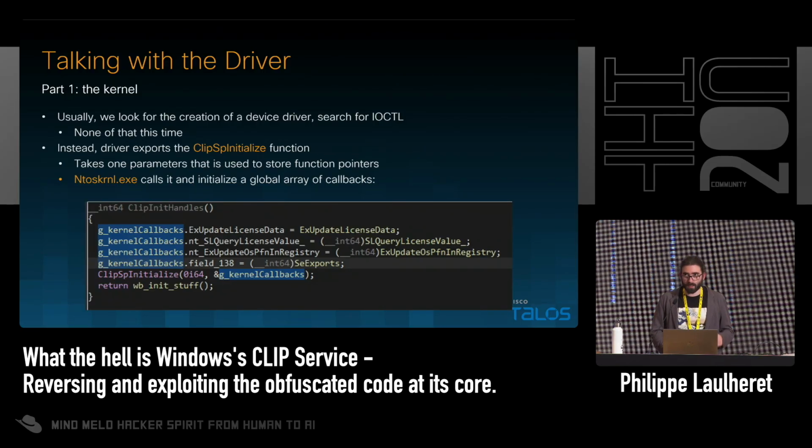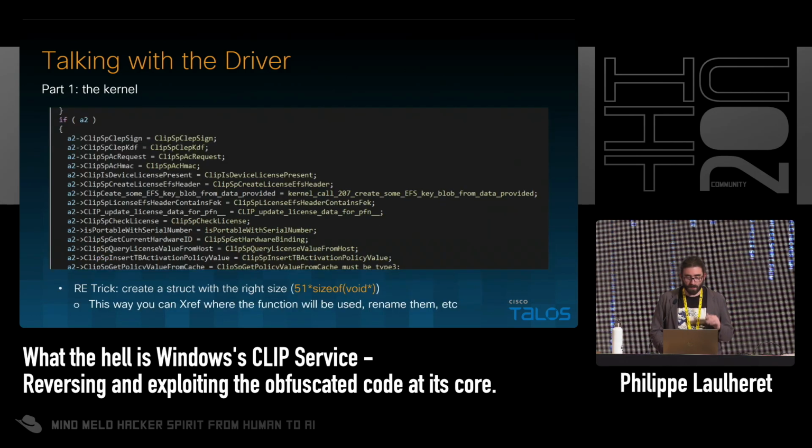So that's what it looks like inside NTOS kernel. We can see it's calling the function. And inside the driver itself, that's how it looks. It populates all these function pointers. None of the names were there originally because, as I said, we don't have symbols, so all the names come from reversing. And here, a kind of trick is that the best way to deal with that is to create a structure with, I don't know, 51 entries, because there are 51 functions, and rename and define them. This way we can easily cross-ref stuff afterwards, both in ClipSp but also in NTOS kernel, which is pretty useful.